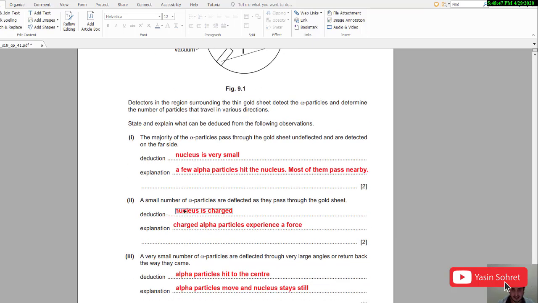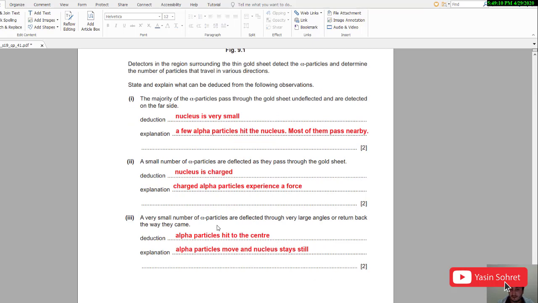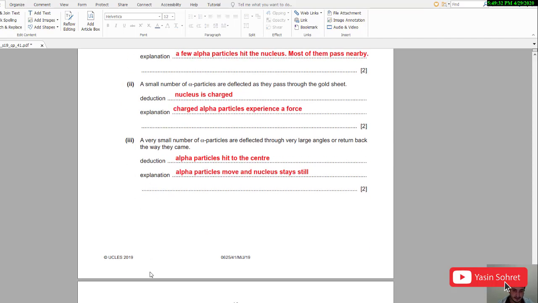A small number of alpha particles are deflected as they pass through the gold sheet. So if there is a deflection, most probably the nucleus is charged. So the charged alpha particles are going to experience a repulsion force, so a deflection will occur. A very small number of alpha particles are deflected through very large angles or return back the way they came. So the deduction: alpha particles hit the nucleus, or hit the center of the gold atom, and the explanation: alpha particles move but the nucleus stays in the same place.